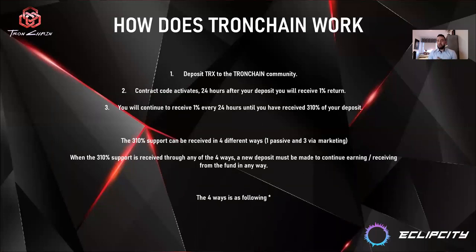Now, how does Tron Chain work? Well, one, you can deposit Tron to the Tron Chain community contract. Two, the contract code will activate 24 hours after you deposit. You will receive your first 1% daily return. Three, you will continue to receive that 1% every 24 hours until you receive 310% of your deposit.